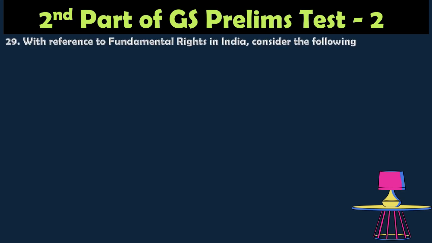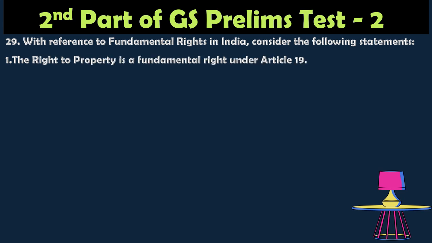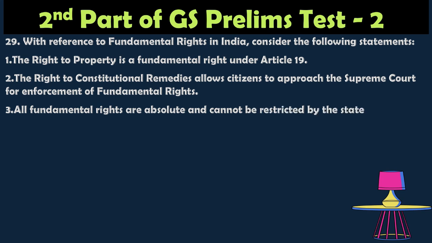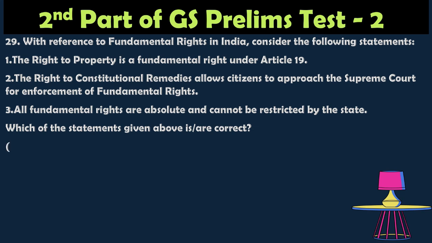With reference to the fundamental rights in India, consider the following statements. One, the right to property is a fundamental right under Article 19. Two, the right to constitutional remedies allows a citizen to approach the Supreme Court for enforcement of the fundamental rights. Three, all fundamental rights are absolute and cannot be restricted by the state. Which of the statements above is correct?